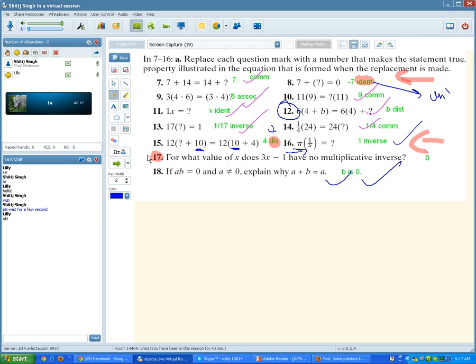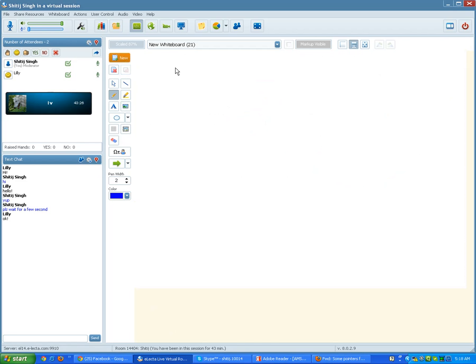Now this one, question number 17. For what value of x does 3x minus 1 have no multiplicative inverse? So let's go to a different whiteboard. 3x minus 1. Okay, what is the multiplicative inverse? If it is written 9 and you multiply it by 1 over 9, you will get the result 1. You should get a result 1. For what value? Okay, now let's take x equal to 1.